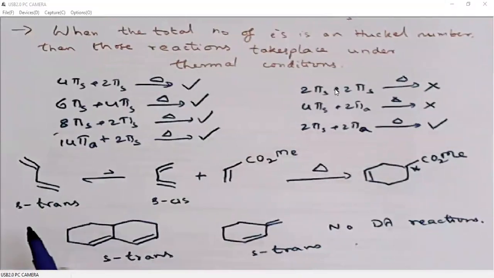Just now, a simple acyclic butadiene, which will exist in equilibrium with S cis, can undergo Diels-Alder reaction, whereas cyclic systems are rigid. There is no possibility for the equilibrium between S cis and S trans. So here only S trans is possible. There is no equilibrium with S cis. So in that case, because we do not have an S cis isomer, these structurally rigid cyclic systems, if they are in S trans configuration, do not undergo cycloaddition reactions.